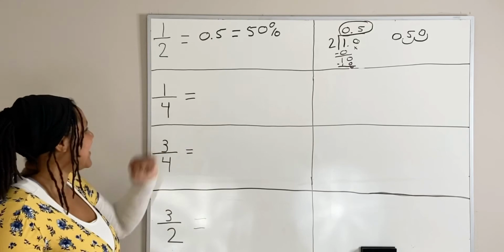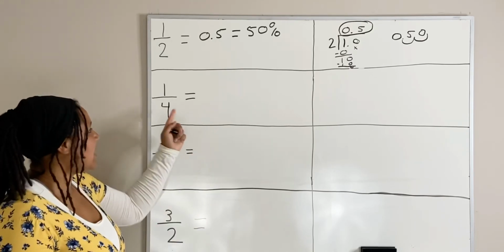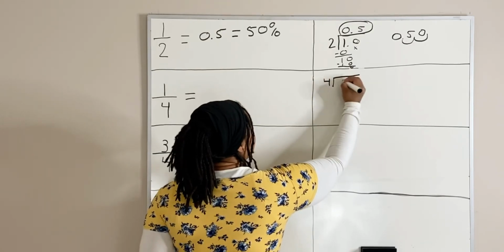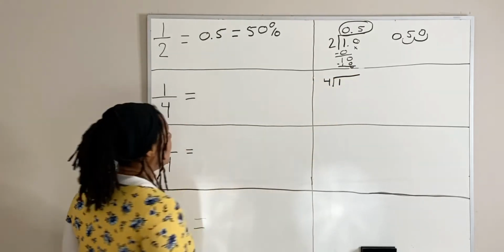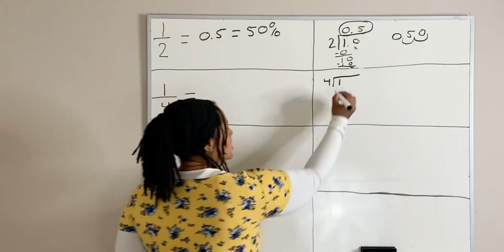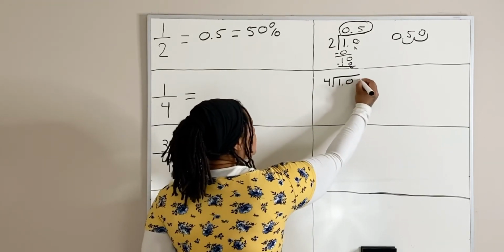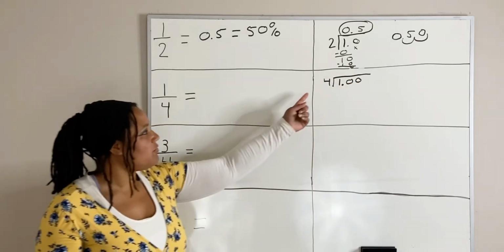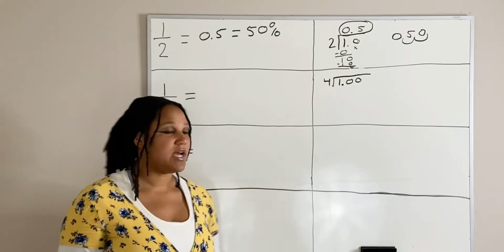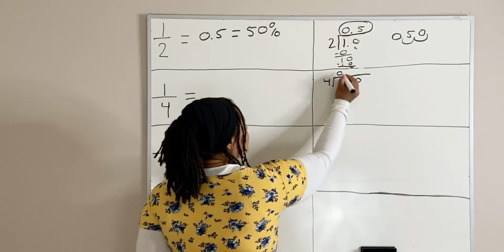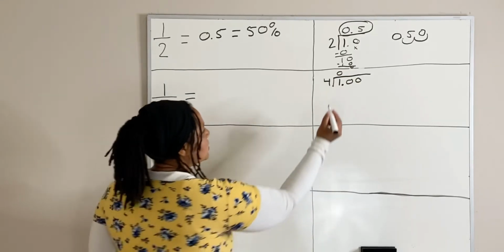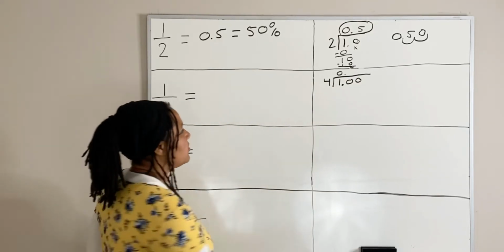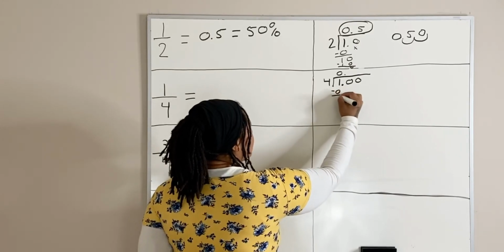Okay, so let's look at our second example here. Again, we're going to do the same thing. I'm going to take 1 divided by 4, and I'll add some zeros just in case we need them. 4 goes into 1 0 times, so I'm going to put a 0 here. I'm also going to line up our decimal. 4 times 0 is just 0. We subtract, and we have a 1.